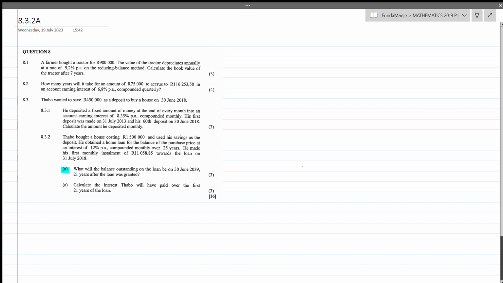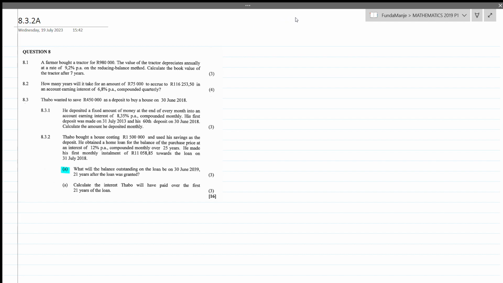8.3.2. Tabo bought a house costing 1.5 million and used his savings as the deposit. He obtained a home loan for the balance of the purchase price at an interest of 12% per annum compounded monthly over 25 years. He made his first monthly installment of 11,058 towards the loan on the 31st of July 2018, which would be a month after he got the 450,000. So we will be assuming that he's making the payments at the end of the month.